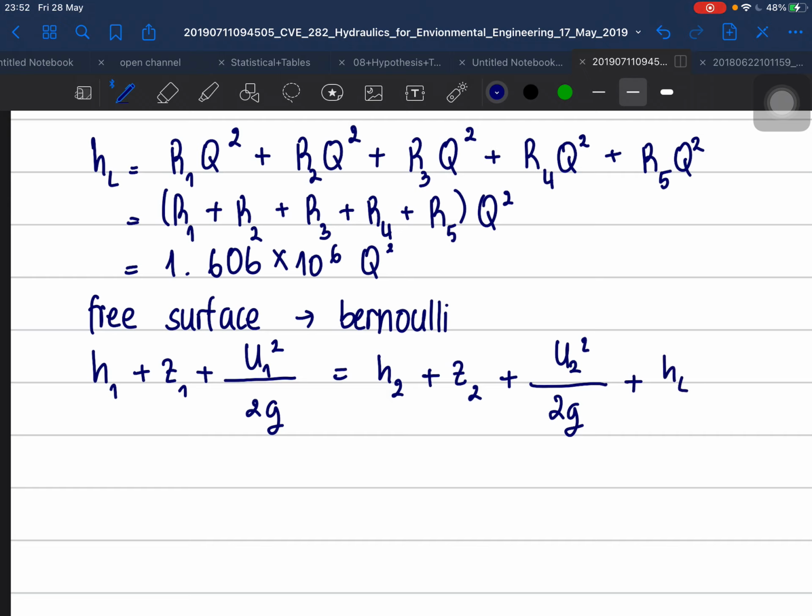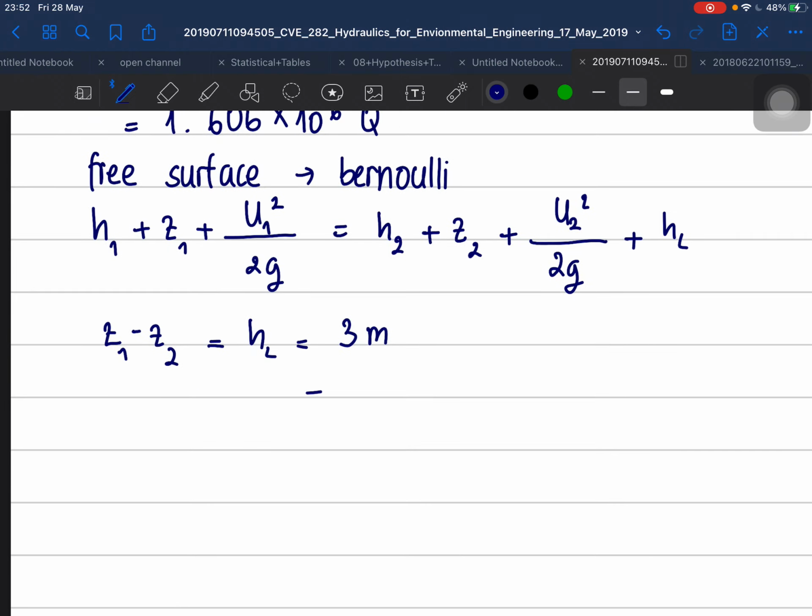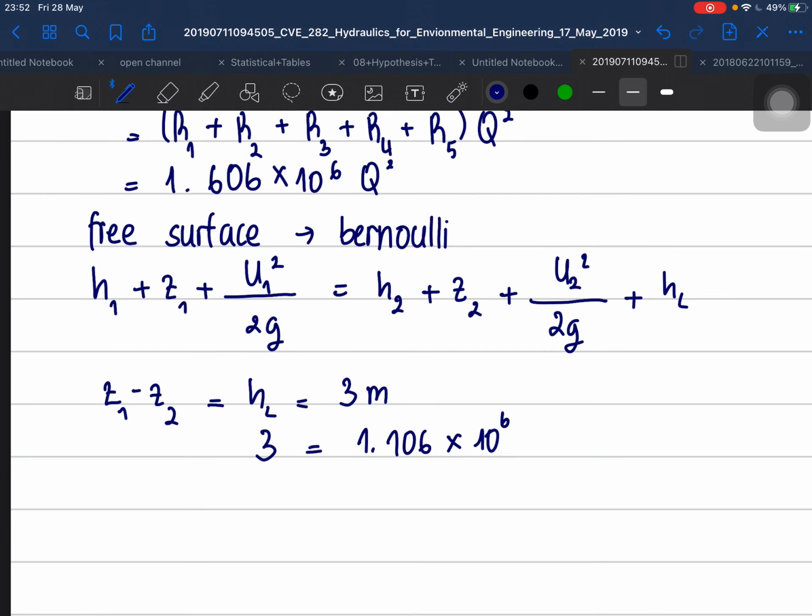On the free surface the velocities are small, so we can say that z1 minus z2 equals to hl, the total loss, which is 3 meters. So here 3 equals to 1.106 times 10 to the power of 6. You might want to ask, where are these? It's gone. Only these are left. Gone, gone, gone, gone.